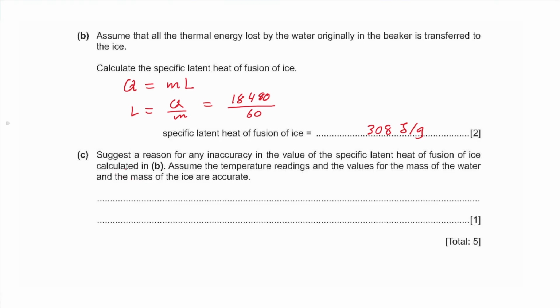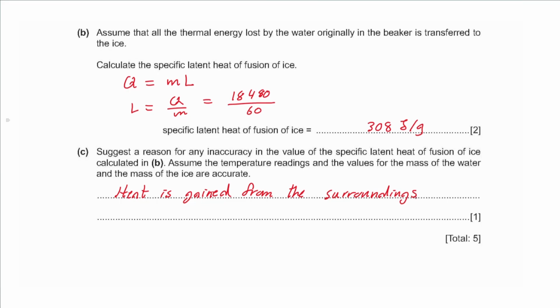Question C says, suggest a reason for any inaccuracy in the value of the specific latent heat of fusion of ice calculated in B, assume that the temperature readings and the values for the mass of the water and the mass of the ice are accurate. Since the ice is at 0 degrees Celsius, or the temperature of the experiment is lower than the room temperature, we say that heat is gained, not lost, from the surroundings. If the temperature was higher than the surroundings or the room temperature, then heat will be lost to the surroundings.